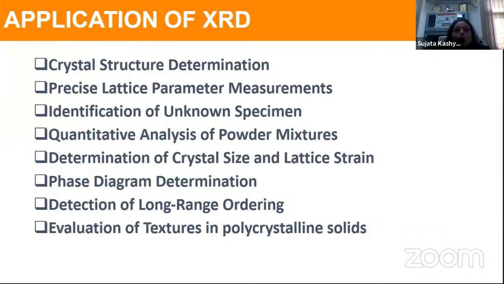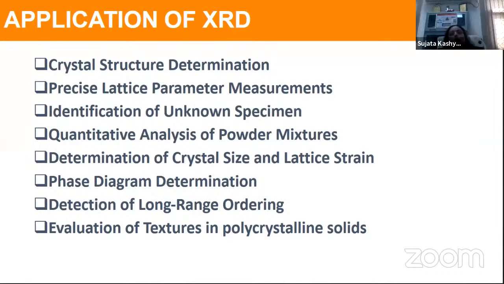What are the applications of XRD? There are various applications of XRD. First is crystal structure determination, precise lattice parameter measurements, and identification of known and unknown specimens. How can we use powder XRD for knowing our sample? We have our XRD pattern, and there is a library in which there are powder XRD patterns of various compounds. We compare these two patterns, and after comparing, we can know which component is present in our sample.